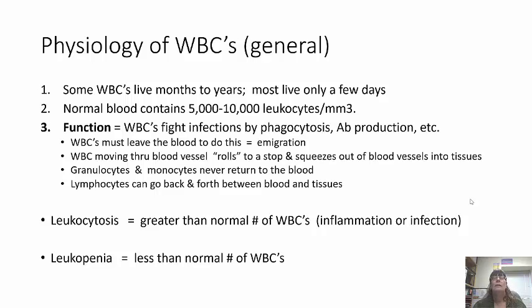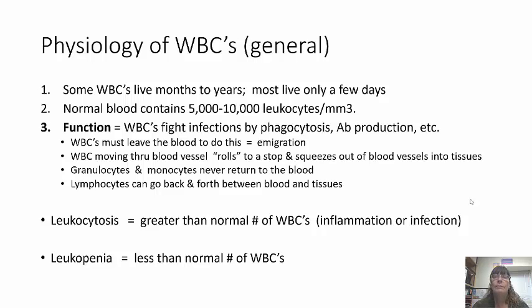Very importantly, white blood cells usually live only a few days, but some of them can live months to years. A normal white blood cell count is 5,000 to 10,000 leukocytes per millimeter cubed, but the function of white blood cells is to fight infections. They do this in a variety of ways. Antibody production and phagocytosis are just two examples, and we will actually get into the details of white blood cells and how they fight infections when we talk about immunity.